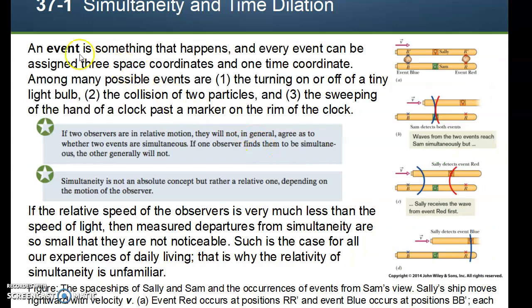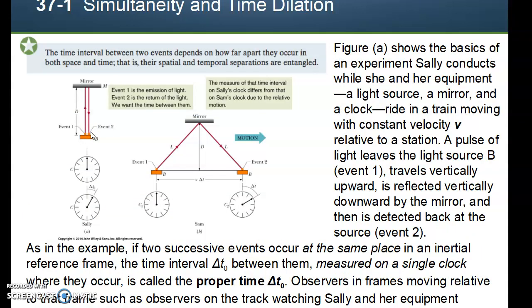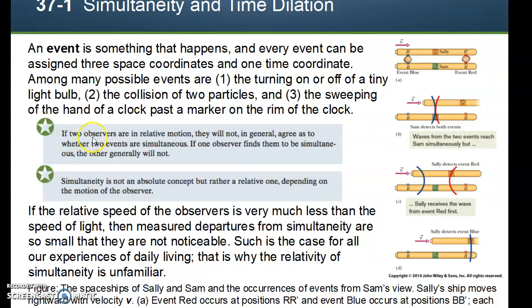Now, an event is something that happens, and every event can be assigned 3 spatial coordinates and 1 time coordinate. Among the different possible events are the turning on or off of a tiny light bulb, the collision of 2 particles, the sweeping hand of a clock past a marker on the rim of a clock. Now, the key point here is that if 2 observers are in relative motion, they will not, in general, agree as to whether the 2 events are simultaneous. If one observer finds them to be simultaneous, the other generally will not.